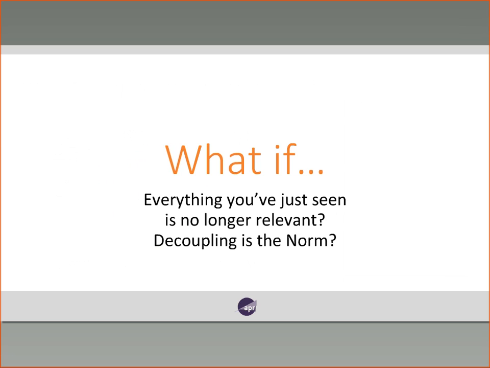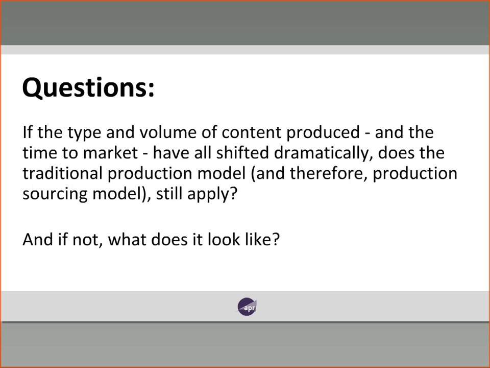Now, the last part of this is to say, what if the model that we've just seen is no longer relevant? What if the traditional model is no longer applicable because you're producing so much more content for your social, your digital media, because you need to get to market much quicker, because you have always-on content that you need to produce? What does that look like? What if decoupling is actually the norm?